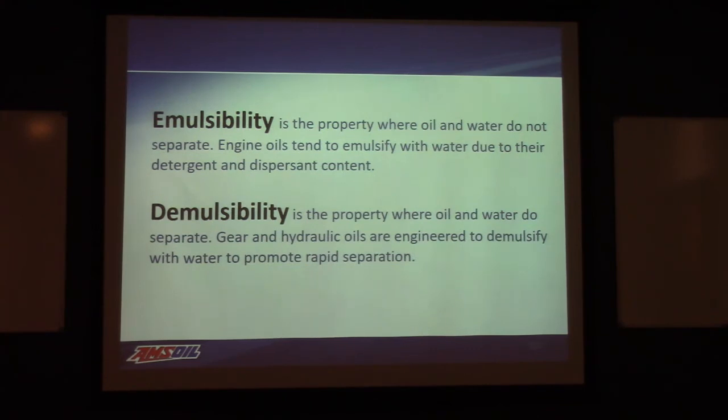Emulsibility and demulsibility, that's basically, depending on the application, we're going to want that oil to react to water in a certain way. When it comes to engine oils, we want the water to stay in the oil. Stay in the oil? Why would you want it to stay in the oil? Well, we want it to stay in the oil so then the oil can bring it to hotter temperatures where it can be evaporated away.